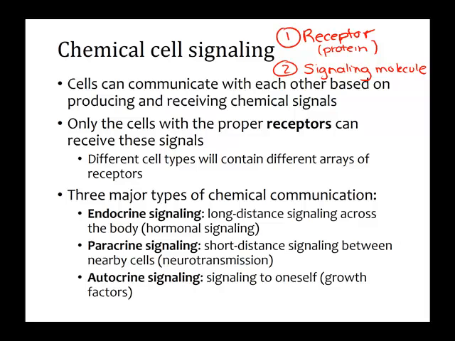Okay? So different cells will have different sets of receptors. A neuron will have a different set of receptors than a liver cell, which will have a different set of receptors than a skin cell. And only cells with a particular receptor can receive a particular signal.